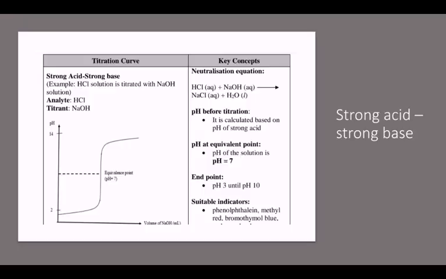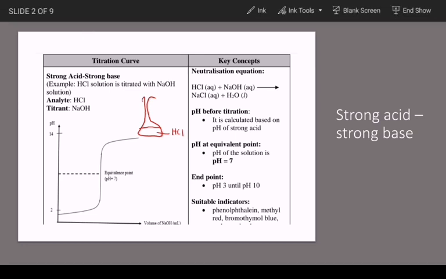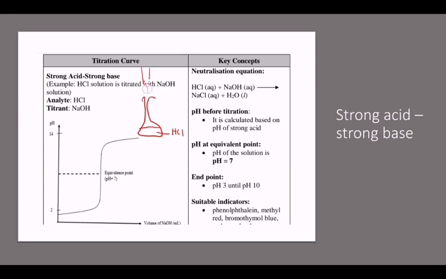Now let's look at the titration curve between strong acid and strong base. For example, HCl solution is titrated with an AOH solution, meaning that the analyte is HCl. So the pH here indicates the pH of the solution inside the conical flask. Initially, we have HCl in the conical flask. So we start from the low pH because we only have acid. As we add NaOH from the burette, the pH will increase.